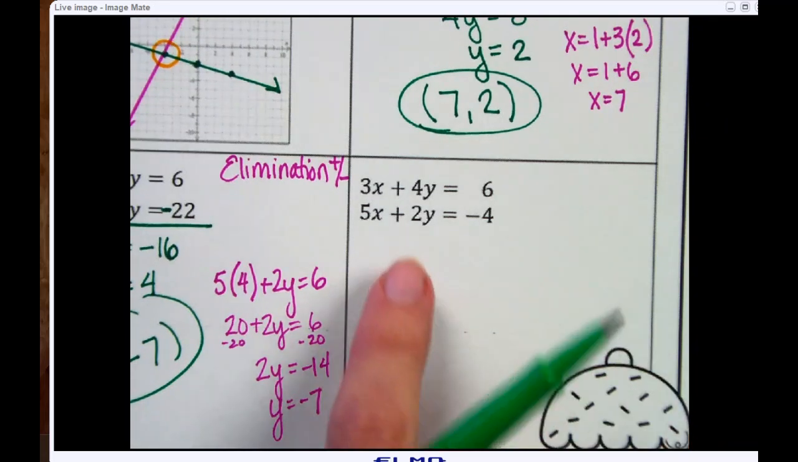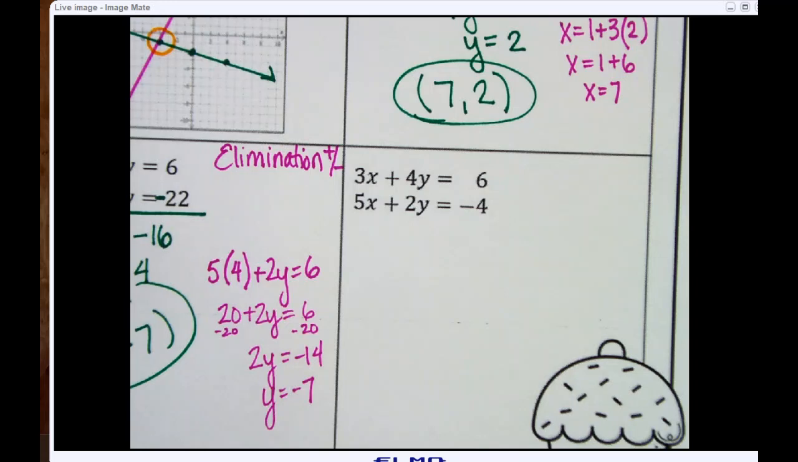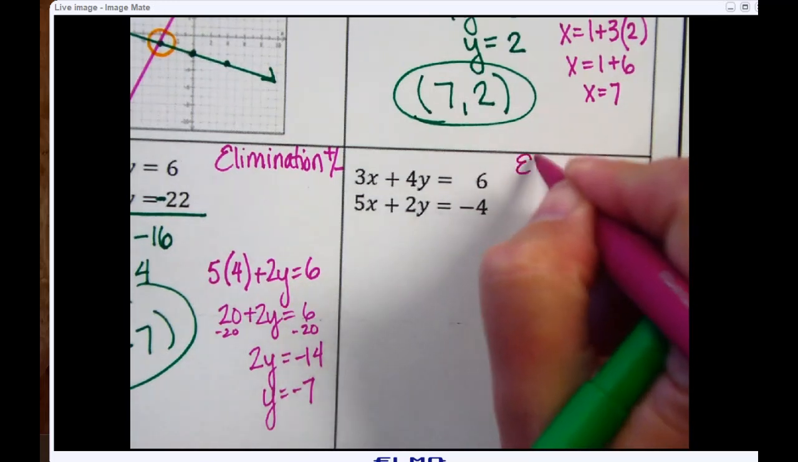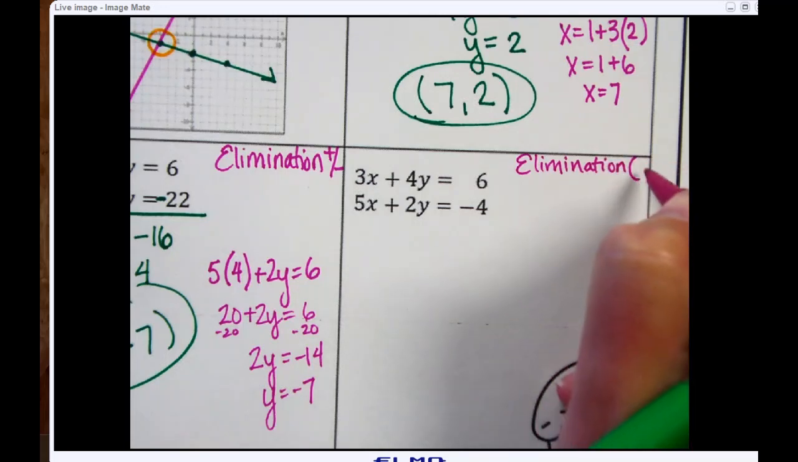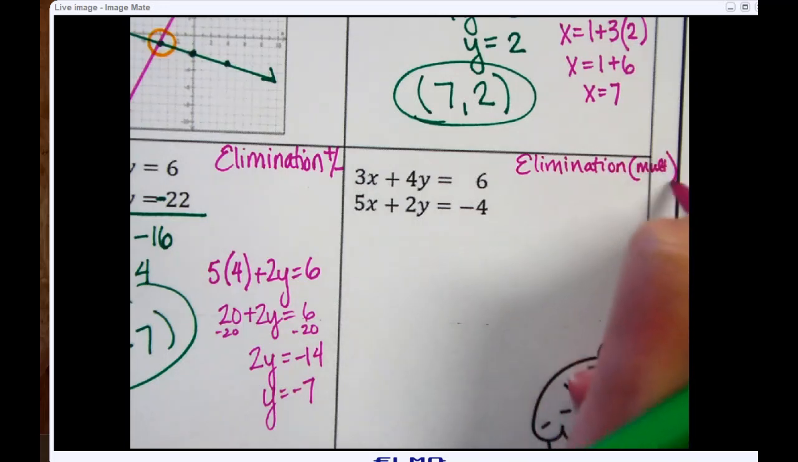Yeah. This one, however, if I want to use elimination, so let me put elimination again. This one we're going to have to use multiplication.